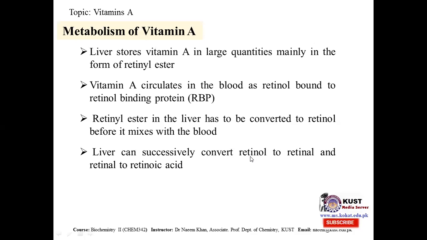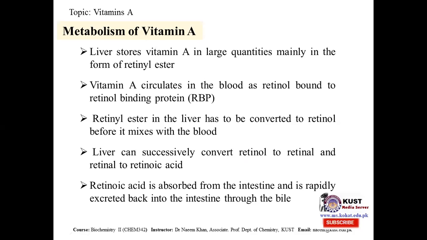The liver can convert retinol to retinal and retinal to retinoic acid. In the last slide, we saw that retinol can be converted to retinal by oxidation, and retinal can be converted back to retinol by reduction, and this can be converted to retinoic acid by oxidation. So these are the three forms interconvertible within the liver, and these reactions are possible.